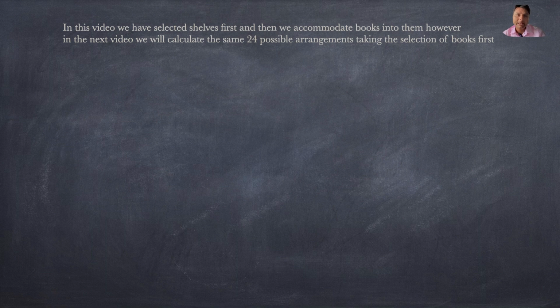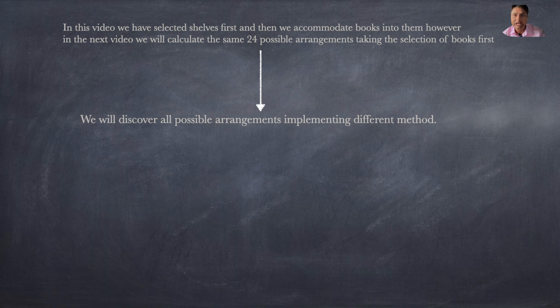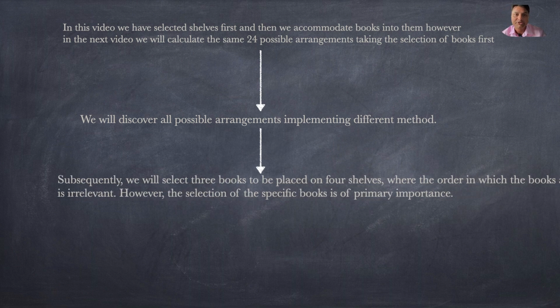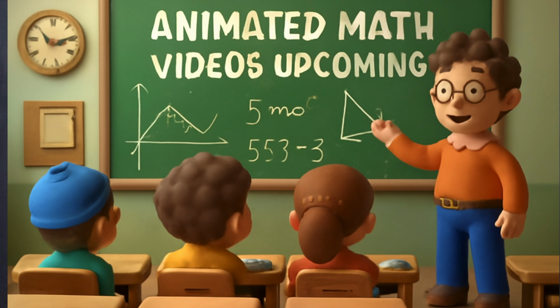In this video, we have selected shelves first and then we accommodate books into them. However, in the next video, we will calculate the same 24 possible arrangements taking the selection of books first. We will discover all possible arrangements implementing a different method, and subsequently we will select 3 books to be placed on 4 shelves where the order of the shelves is irrelevant. However, the selection of the specific books is of primary importance. We will discuss accordingly. Stay tuned.